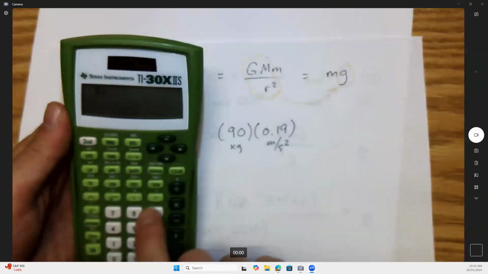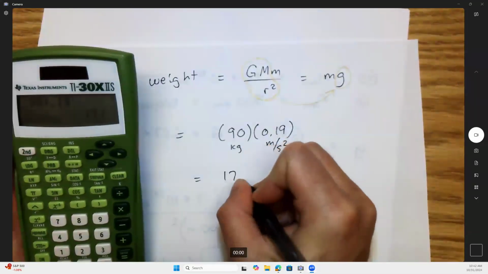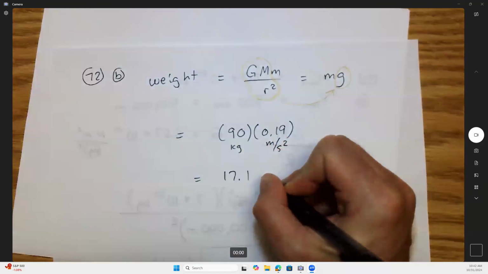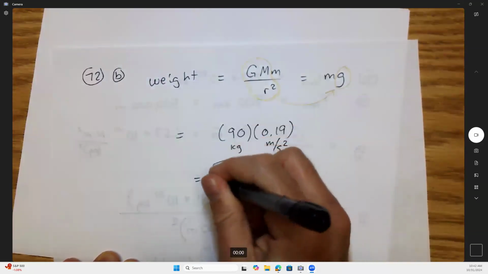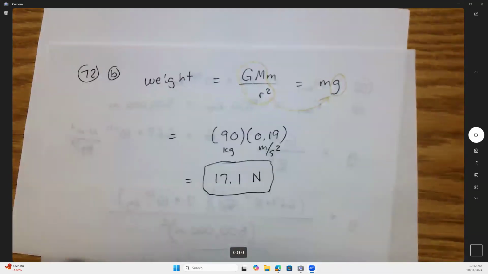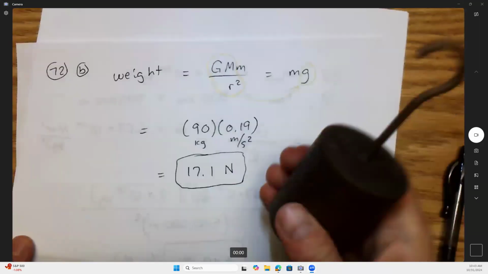What does that come out to? All right, I'm looking at 17.1. What's the unit? 17 what? Newtons. That's a weight. 17 newtons. Okay.